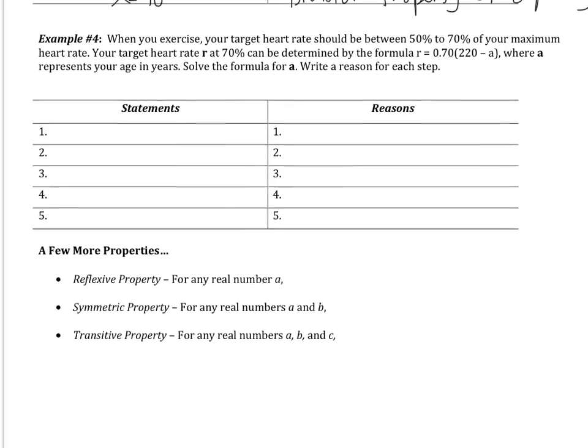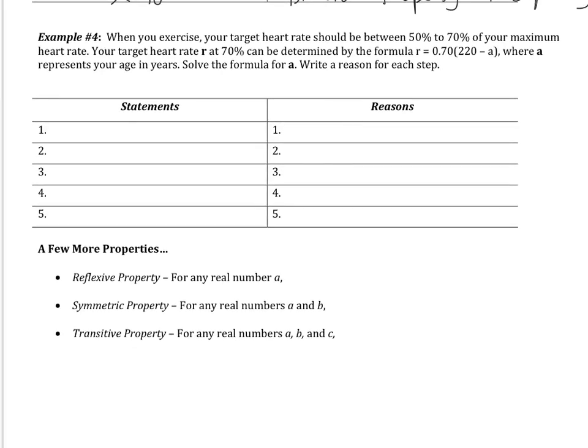Example number 4. Okay, so it says when you exercise, your target heart rate should be between 50 to 70% of your maximum heart rate. Your heart rate, R, at 70% can be determined by the formula R equals 0.7 multiplied by 220 minus A, where A represents your age in years. Solve the formula for A. Write a reason for each step.